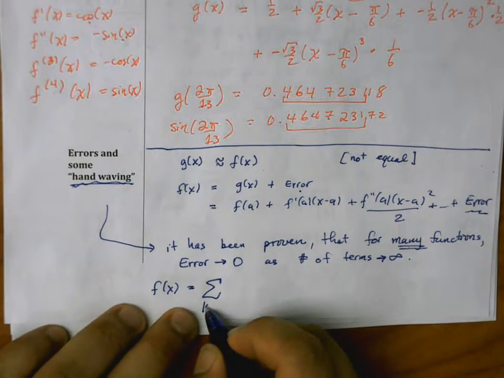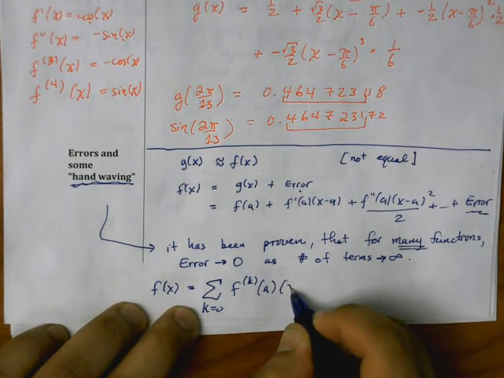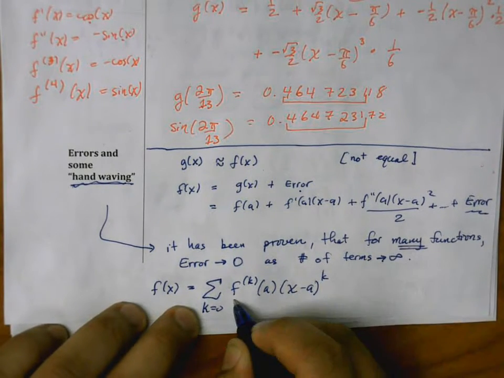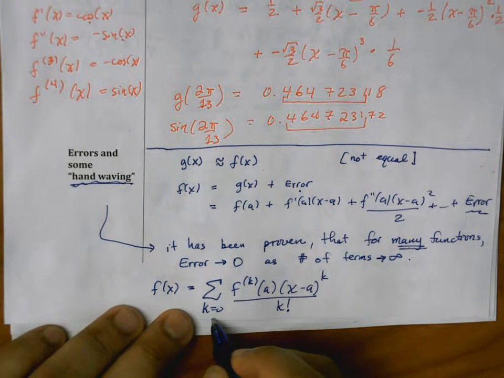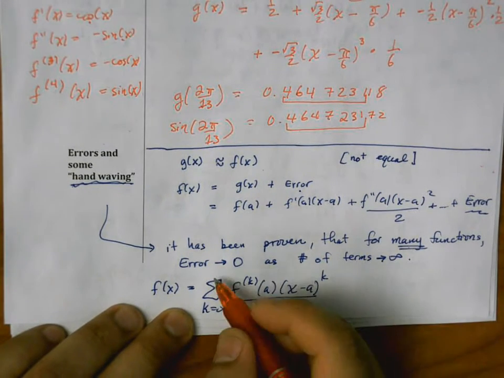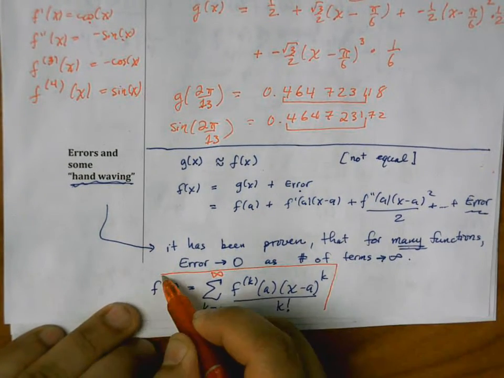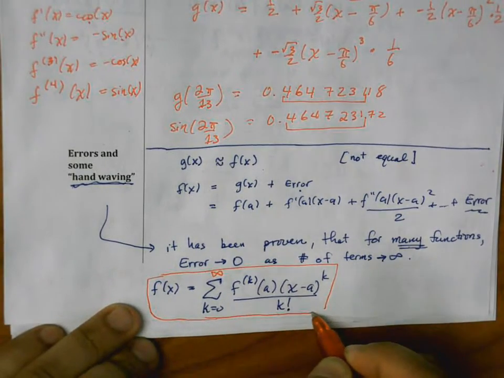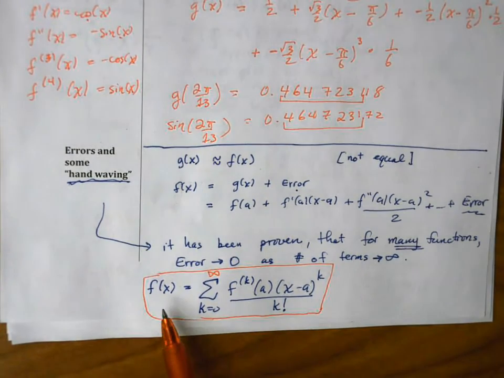Remember, this is the formula for g of x: the kth derivative of f at a times (x minus a) to the kth power divided by k factorial. It would be equal to this as long as the number of terms goes towards infinity. So this says something quite powerful, that for many functions, including the sine function, the cosine function, and the exponential function, you can rewrite them, an equivalent version of them, as an infinitely long polynomial.